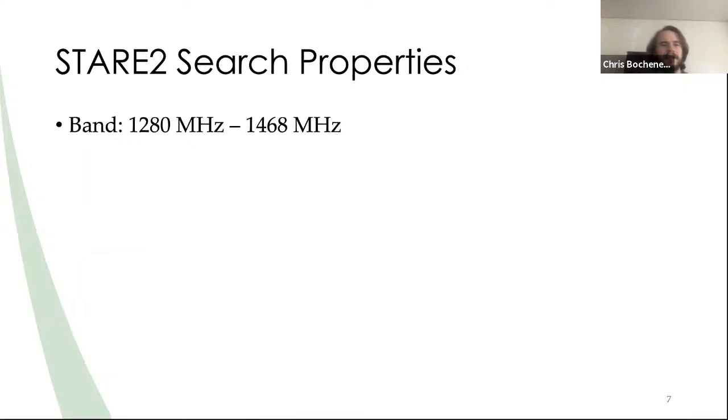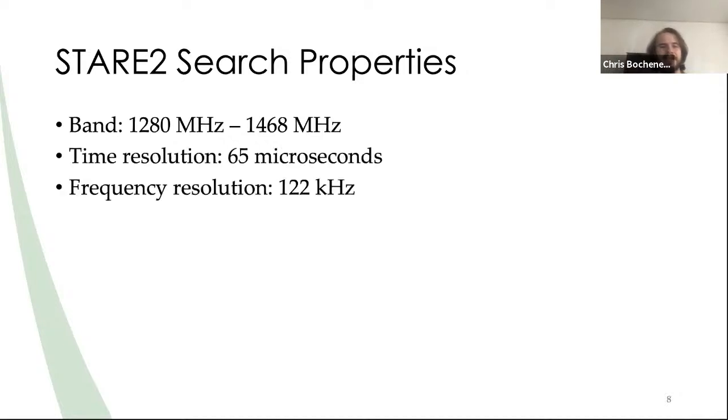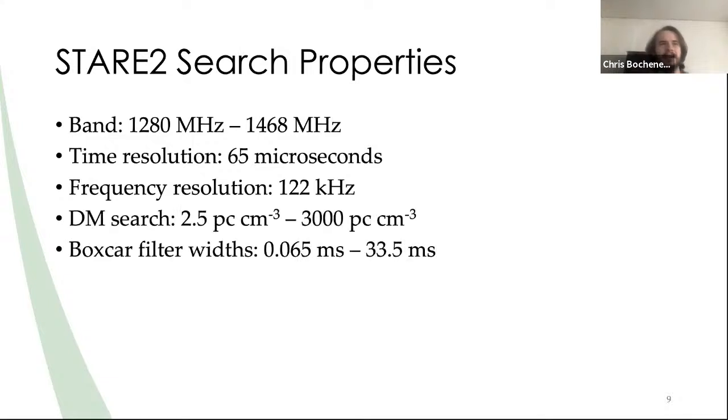So we observe in the 1.4 gigahertz band, which is a popular band for FRB searches. And the combination of time and frequency resolution is among the best when compared to other fast radio burst experiments. And we search a wide range of dispersion measures out to about 3000 parsecs per centimeter cubed and are sensitive to transients on the time scale of 65 microseconds to 34 milliseconds.